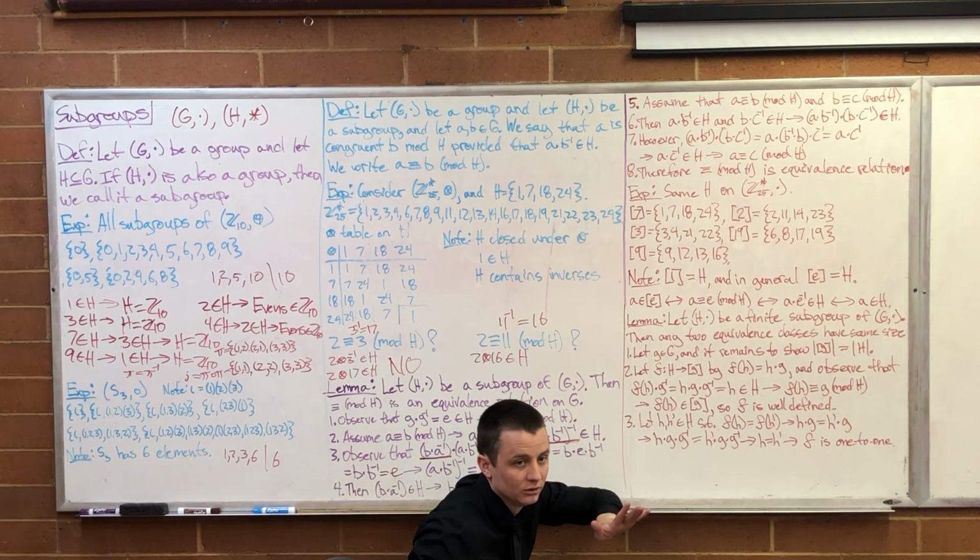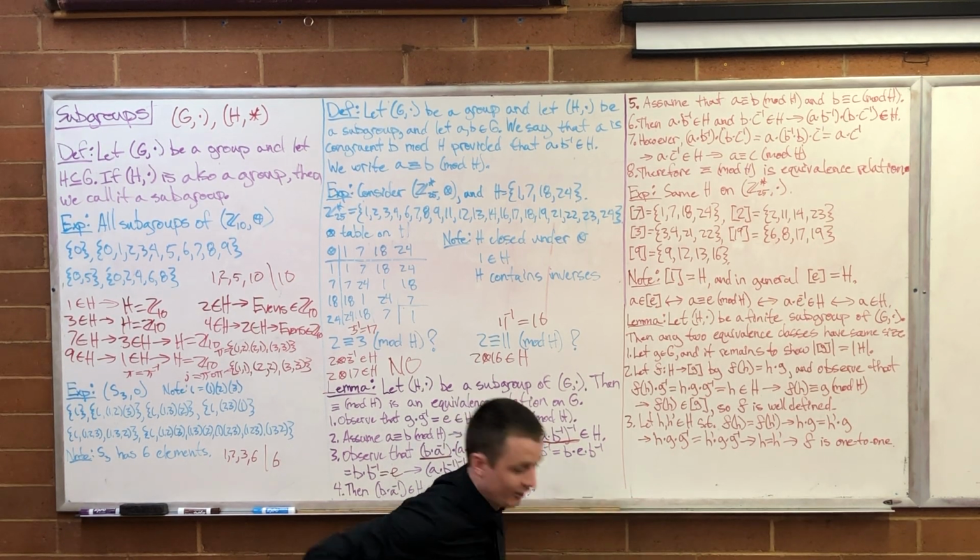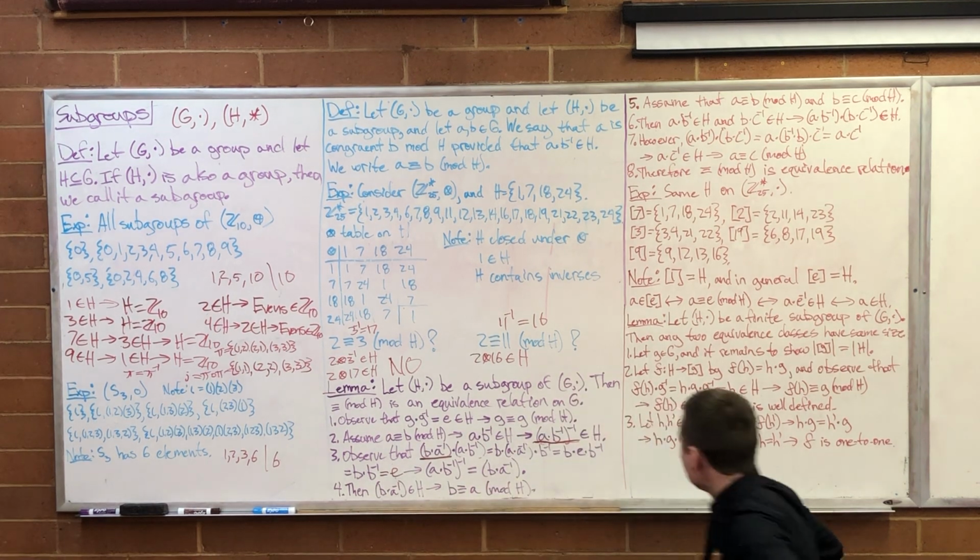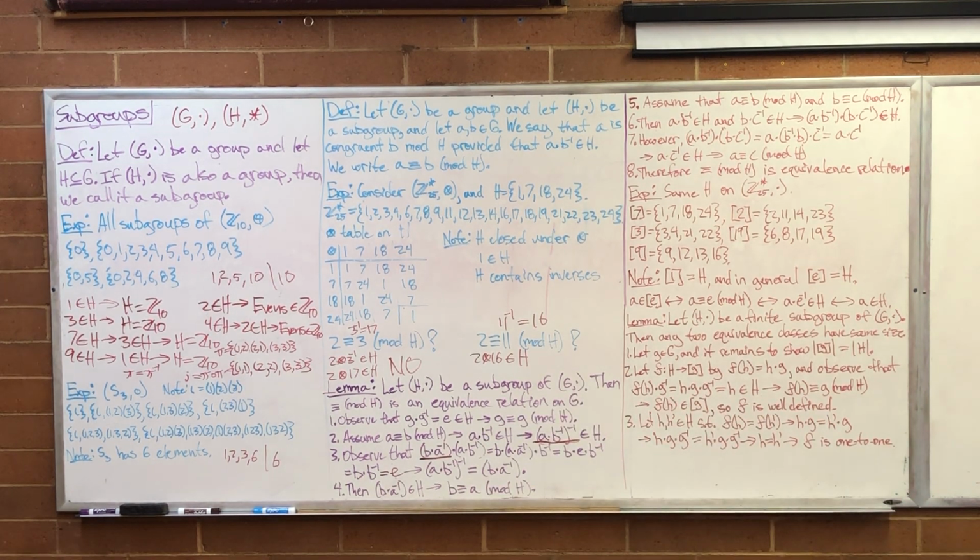Have I lost you? Why did you do all that? I am looking for a function that is a bijection from H to g's equivalence class. That's what I'm looking for. If I can find a function that is a bijection that does that, then these two are the same size, which is what I'm trying to prove.